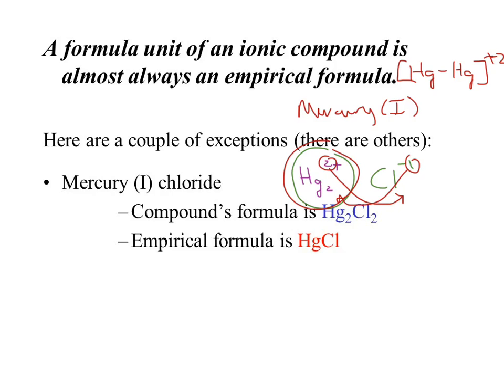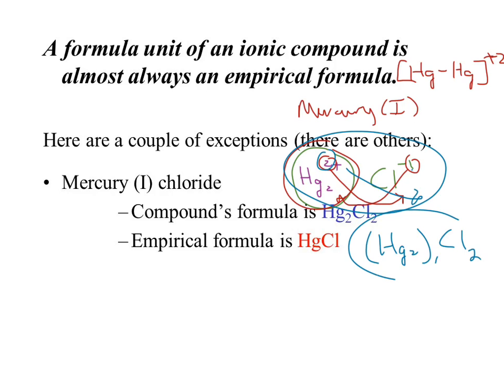So when we crisscross, of course, we rewrite Hg2. We need 1 of them. I could put a 1 if I wanted to. And we rewrite chlorine, and I put 1 of them. Or excuse me, I put 2 of them, don't I? Yeah. So we have to write it Hg2Cl2. That's the compound's formula. Of course, if we had blinders on and applied what we know about reducing a molecular formula to an empirical formula, we would divide each of those 2's by 2 and get HgCl. So that's one exception.